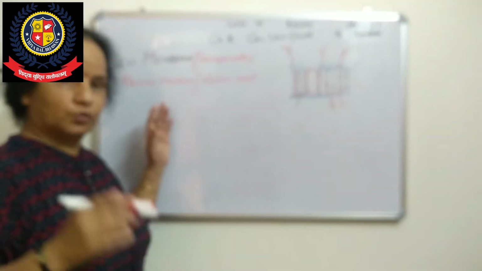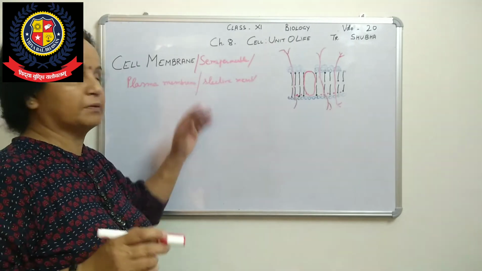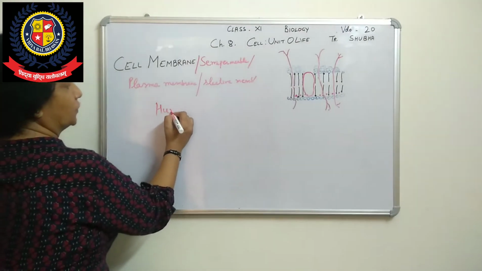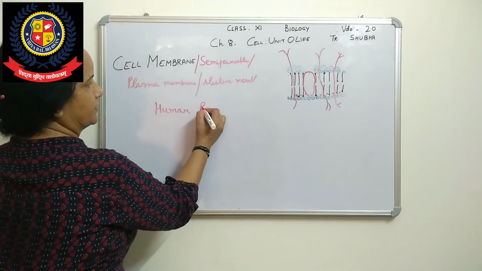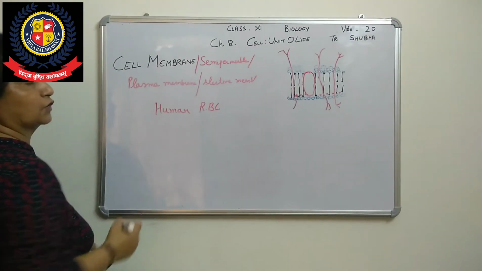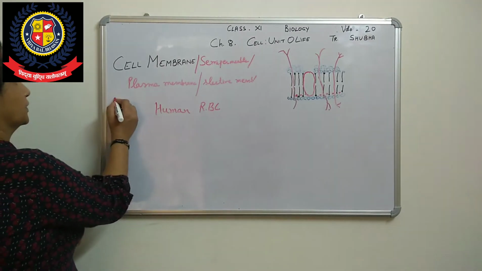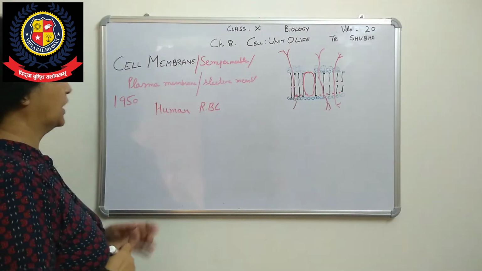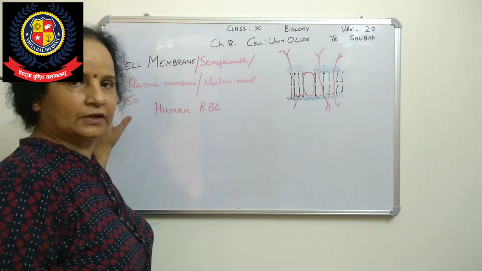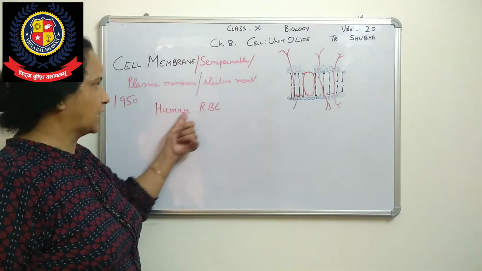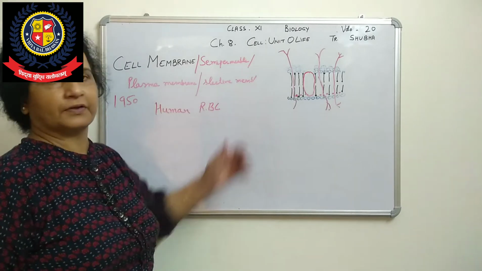The cell membrane was first studied in the human RBC, the red blood cell. This was after the invention of the electron microscope, in the 1950s. Scientists and biologists studied the human RBC and found the structure of the membrane.